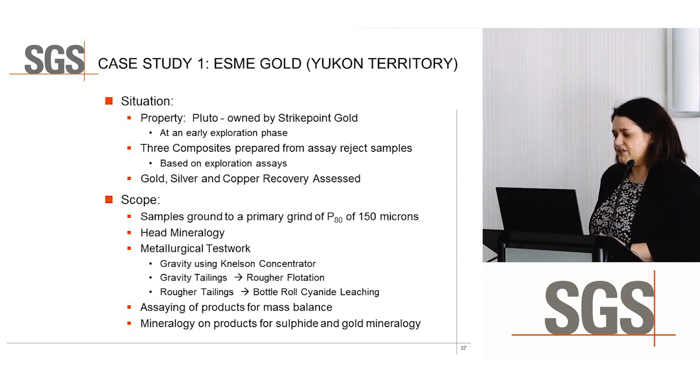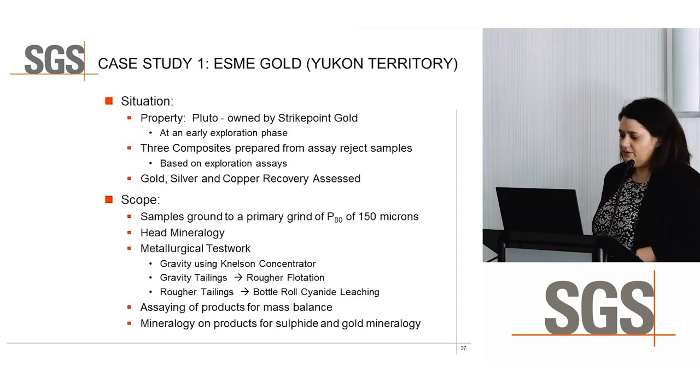What we did was we looked at gold, silver, and copper recovery. We took the sample and ground it to a primary grind of 150 micron P80. We then did the head mineralogy. We did the metallurgical test work, in terms of gravity using the Nelson concentrator. We then took the gravity tailings and did a rougher flotation. We then took the rougher tailings and did a bottle roll cyanide leach on it. We then assayed the different products, and did mineralogy on those products for sulfide and gold mineralogy.